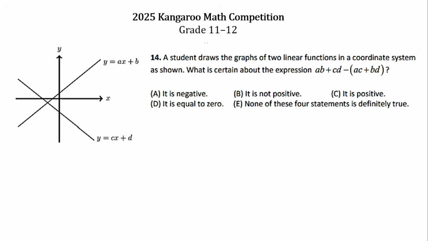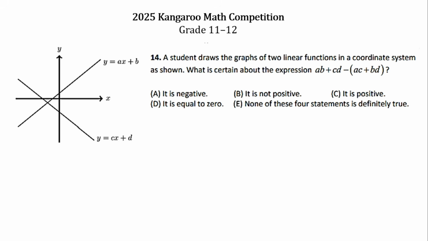Problem number 14. A student draws the graphs of two linear functions in a coordinate system as shown. What is certain about the expression AB plus CD minus the quantity AC plus BD? Let us determine the signs of A, B, C, and D.